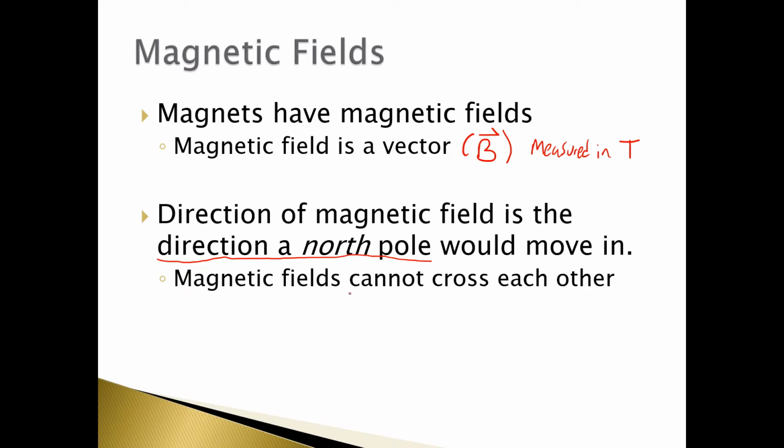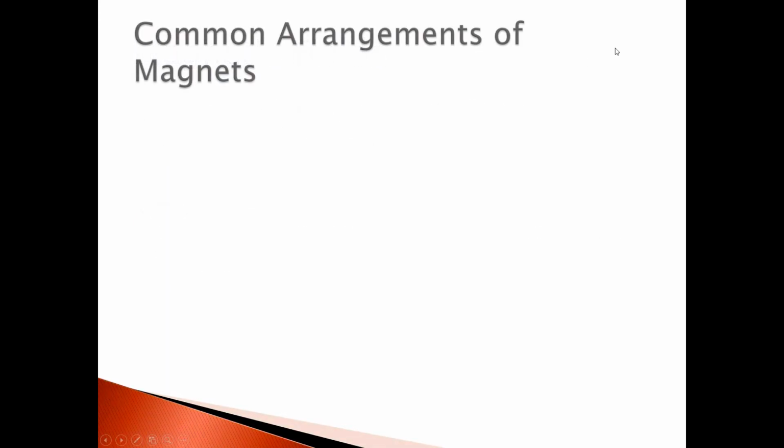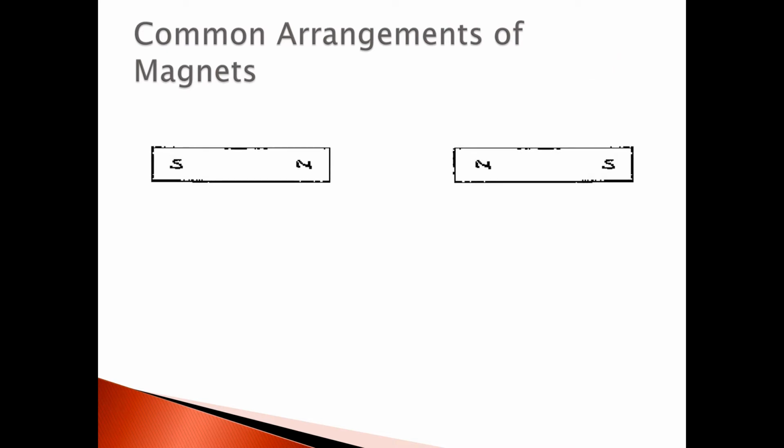Now one thing that magnetic fields cannot do is cross each other. It's very similar to how electric fields don't cross each other, and you can actually use this to help explain some of the behavior that magnets exhibit. So here are some common arrangements of magnets, and I'll draw the magnetic fields to show you what it looks like. Here are two similar poles, two north poles.